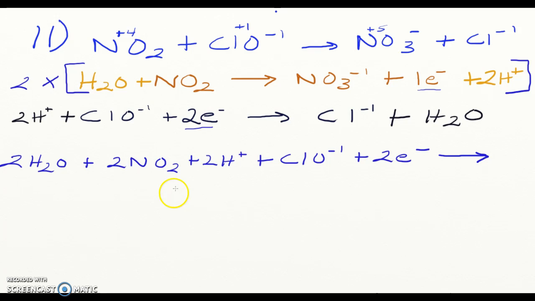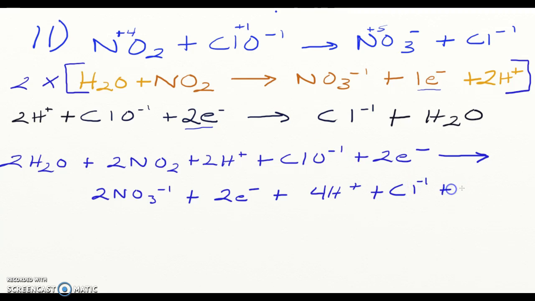All right, so now I'm going to put down here the products. So I'm going to start again with the oxidation side. So then it should be 2 NO3 minus 1s plus 2 electrons. See how the electrons are now balanced? And then it also means 4 H pluses. And then plus, now in the reduction, Cl minus 1 plus a water.